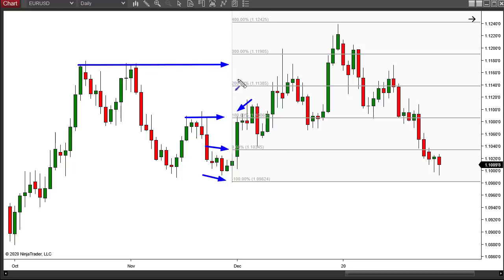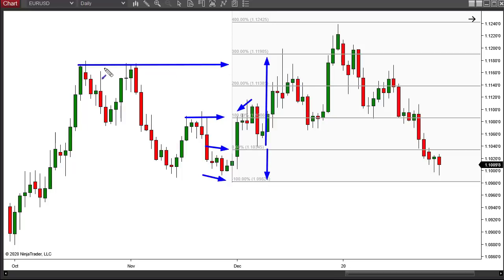So if we get up to this level, now it's between 200 and 300. So we don't quite have a 1 to 3 risk-reward ratio, a little bit less. So you've got to ask yourself, am I willing to take that trade knowing that I'd have maybe about a 1 to 2 2/3 risk-reward ratio? Okay, is that good enough?